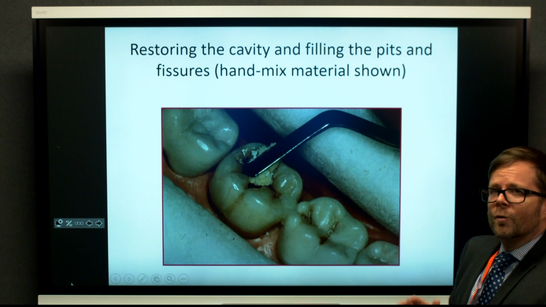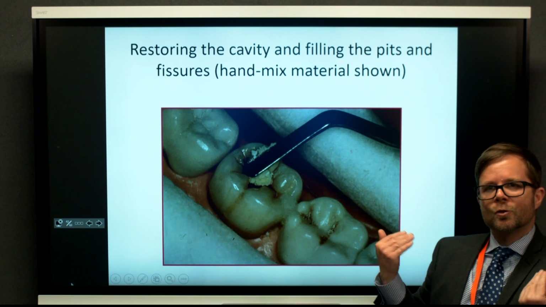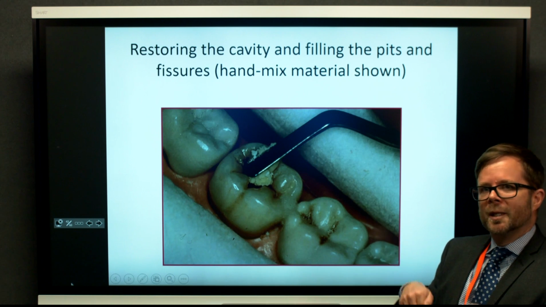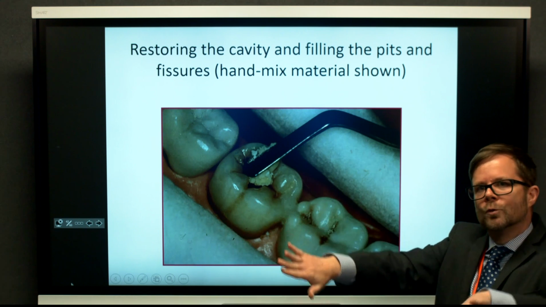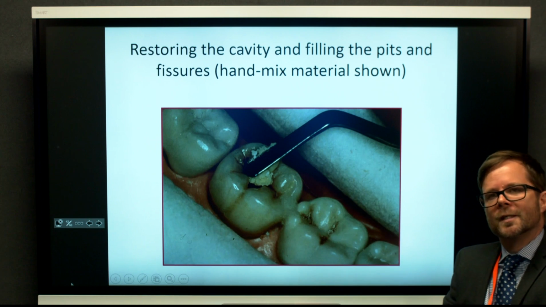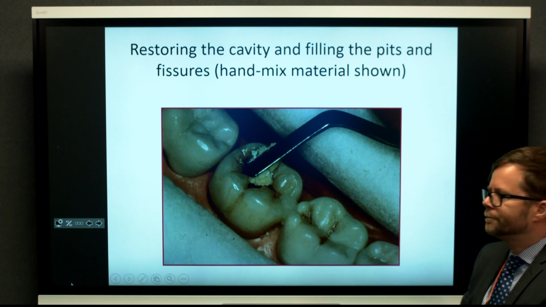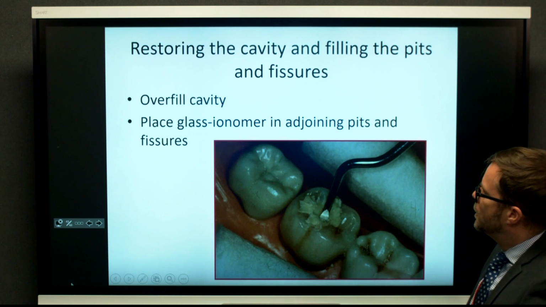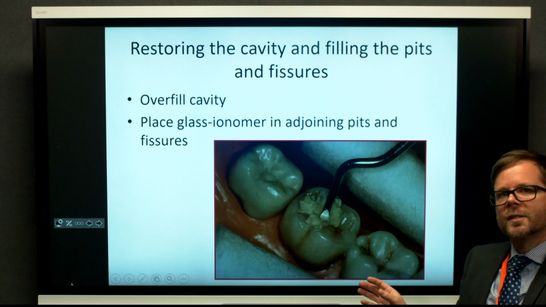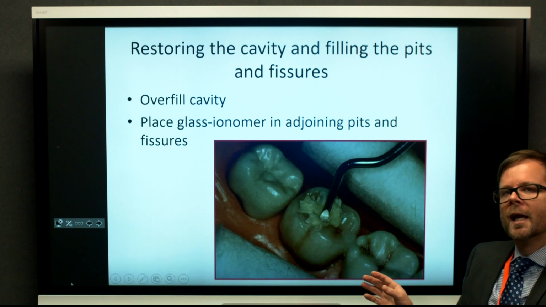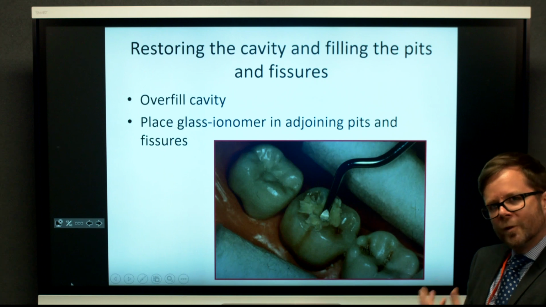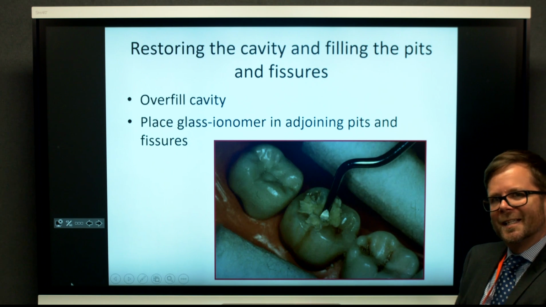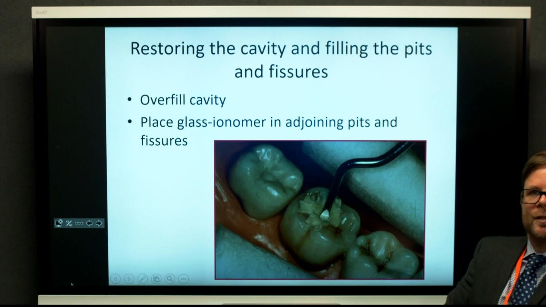The key thing though, regardless of what you use, is to ensure that the material is being pressed into the cavity, and that it is being pressed against the walls and the floor of the cavity so that you get a very good seal. We want to avoid voids within the cavity, and remember, in order for the glass ionomer cement to remineralize demineralized dentine, it needs to be in contact with it.